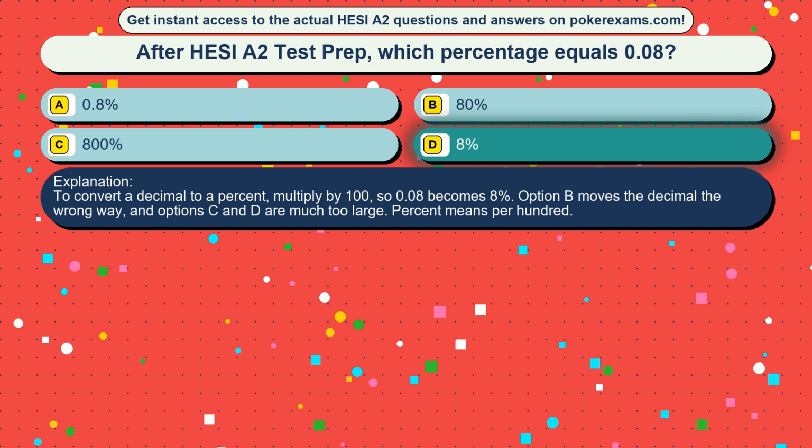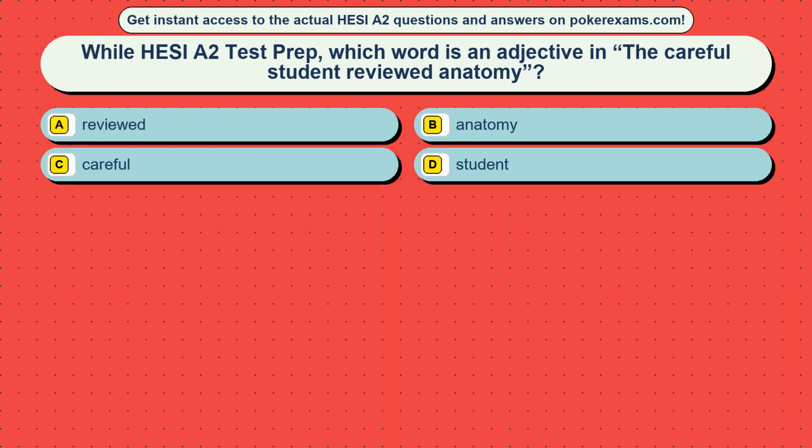Option B moves the decimal the wrong way, and options C and D are much too large. Percent means per hundred.